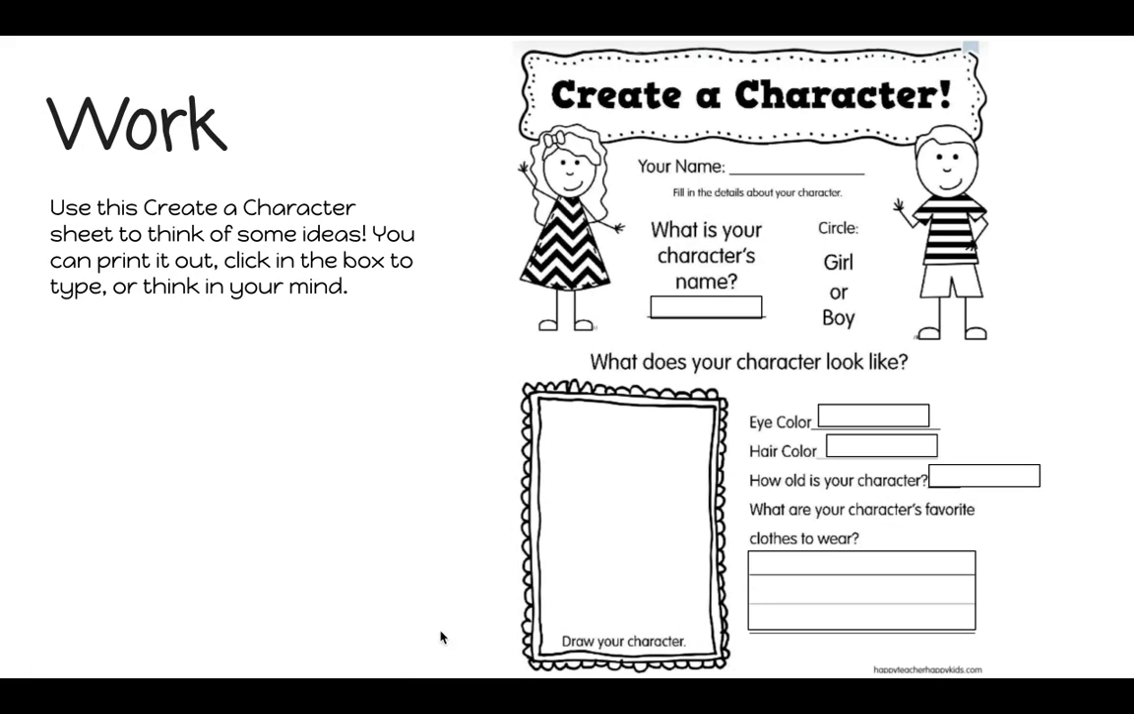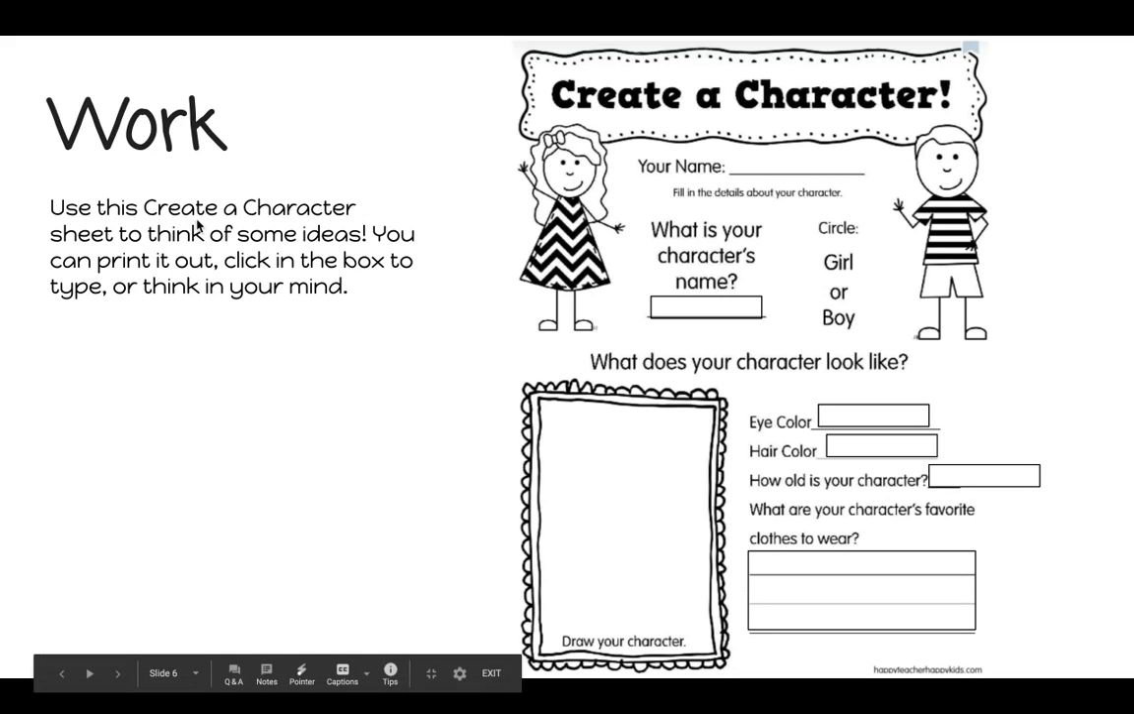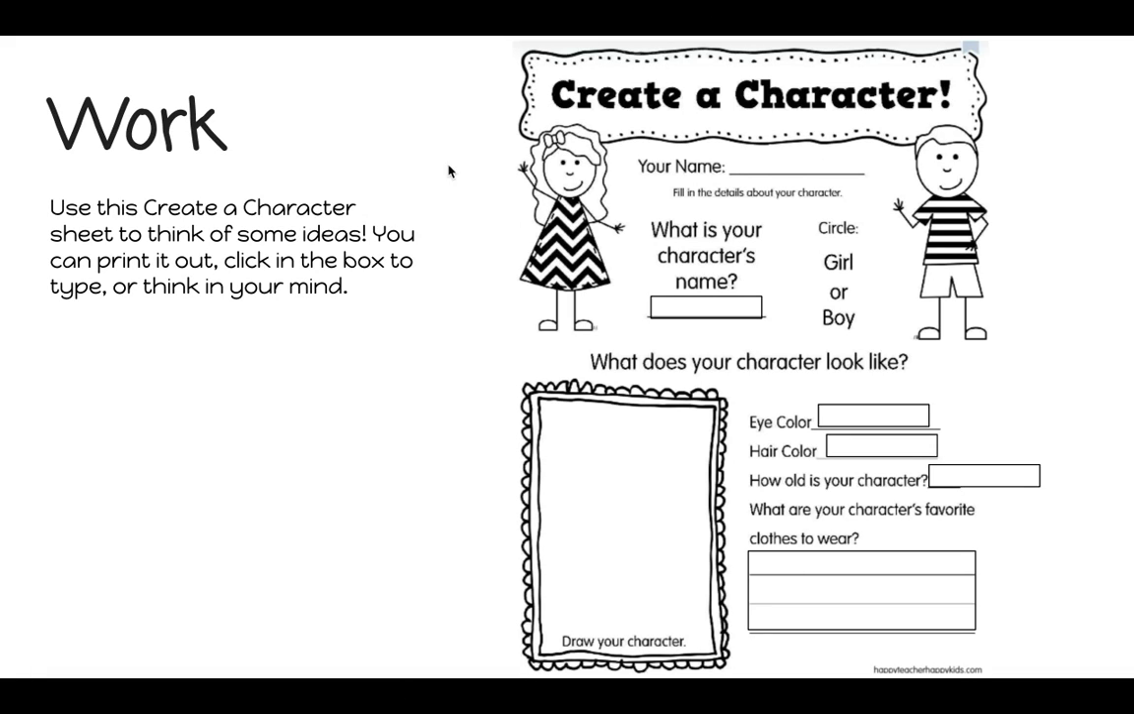When you do some work today, you can use the Create a Character sheet to help you think of some ideas. You can print it out if you prefer to handwrite, or you can go ahead and click in each of these boxes to type. When you go to type, make sure you are not showing the slideshow in present mode. You have to be in the editing mode. So you can click into each box and brainstorm some ideas about how you're going to create your character.